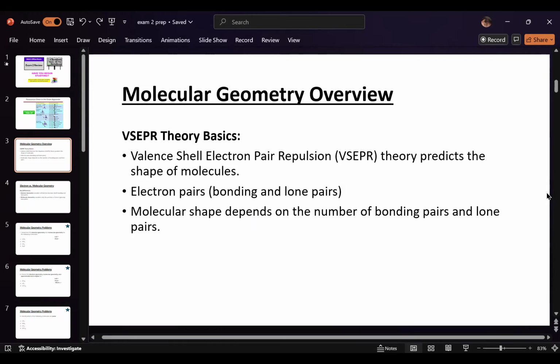Molecular theory is all about VSEPR theory. VSEPR is valence shell electron pair repulsion. It basically predicts the shape of molecules in 3D space, all relating to electron pairs, both bonding and non-bonding, such as lone pairs. I'm going to be using lone pairs and non-bonding interchangeably because they are interchangeable. So yeah, just a heads up for that. The molecular shape also depends on the number of bonding pairs and lone pairs, all right?